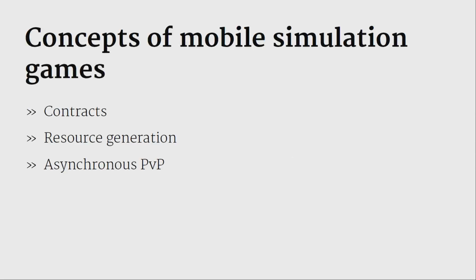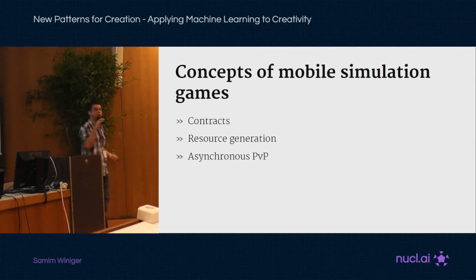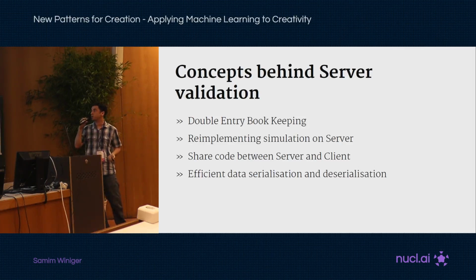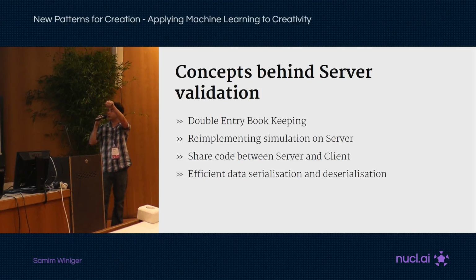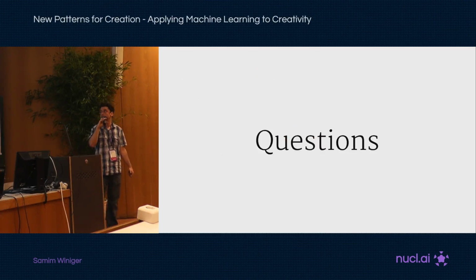All right, recap. Concepts of mobile simulation games: we have context, we have resource generation, and we have asynchronous PvP, in a way. Then the concept behind server validation. The main concept is double entry bookkeeping. And then we say we can either re-implement the simulation on the server, or we can share code between server and client. And efficient data serialization and deserialization is a really interesting thing that you should maybe think about if you are implementing such games. All right, thank you very much.